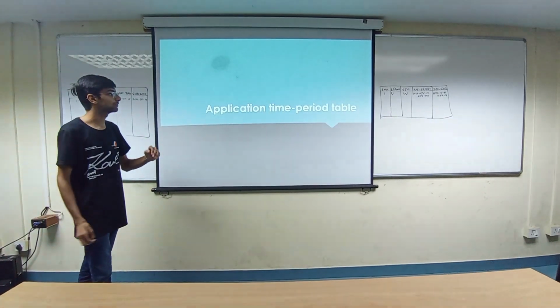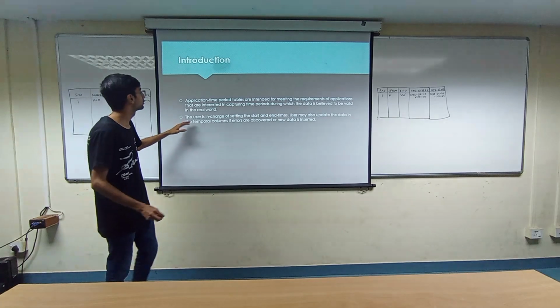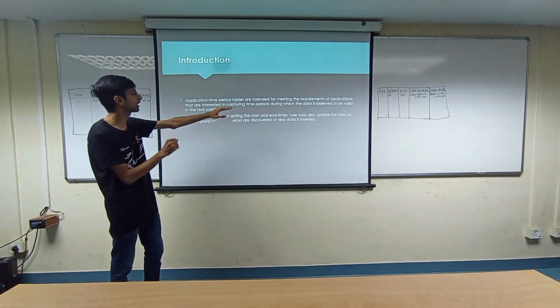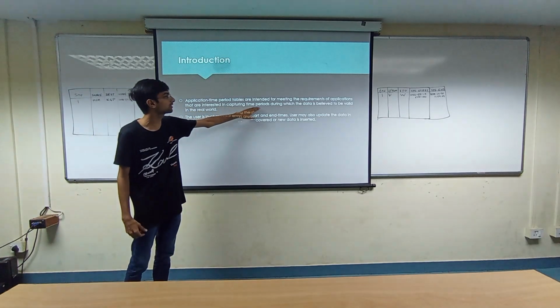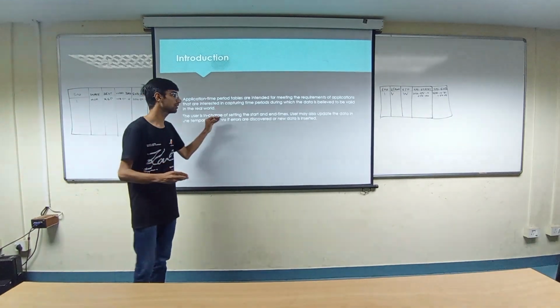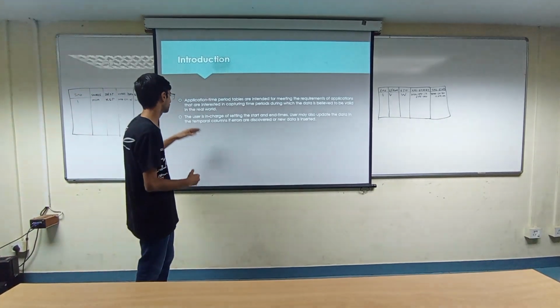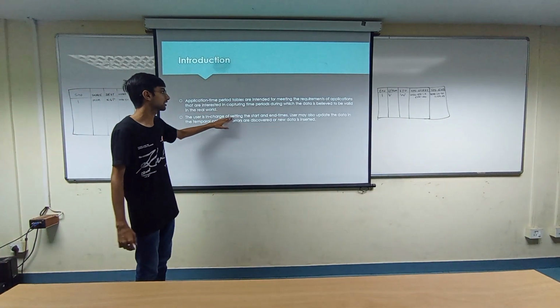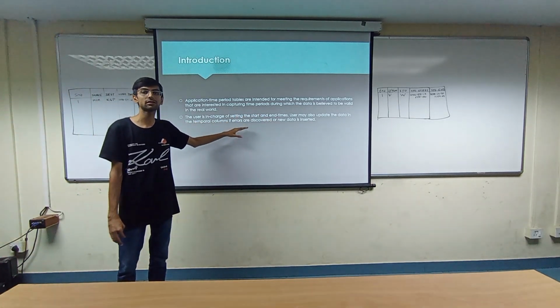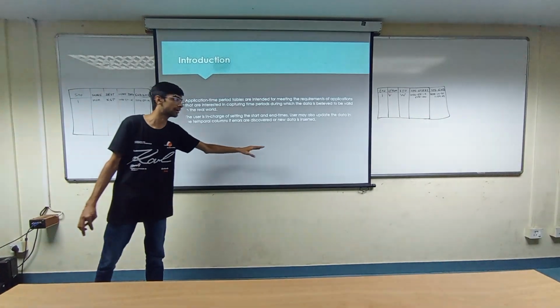So let's have a look at the application time period tables. Application time period tables are intended to meet the requirements of applications that are interested in capturing the time periods during which the data is valid. Basically this table uses the valid time concept, and the user has to set up the start and end dates. The user may also update the temporal columns in the future if errors are discovered.